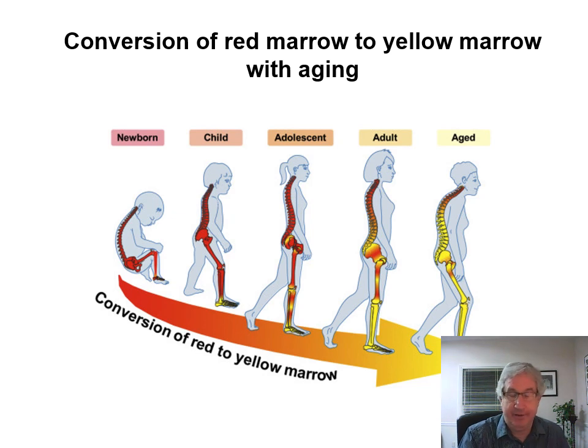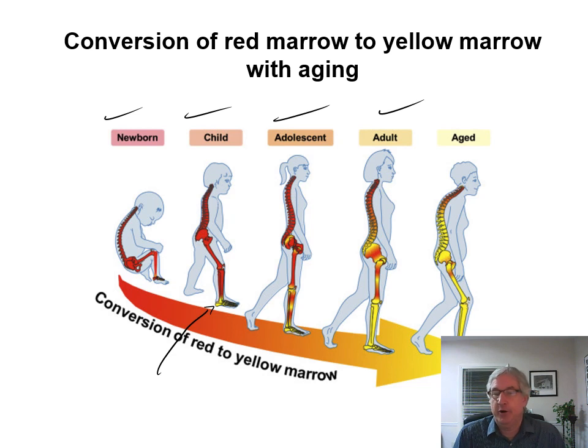I just think this is interesting. You're not going to get tested on this, but I just thought you ought to know. So here's your newborn and child, and you're just starting to get a tiny bit of yellow marrow there in the heel. Then as an adolescent, you start making a little more yellow marrow and a little bit less red marrow. And as an adult, there's less red marrow all over.